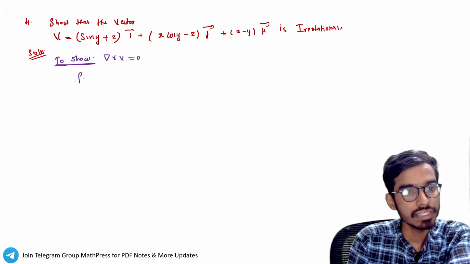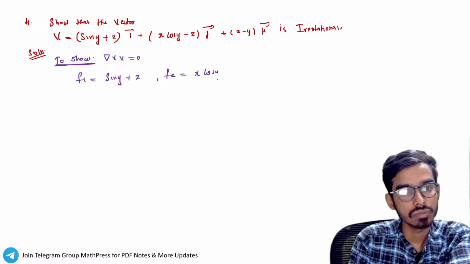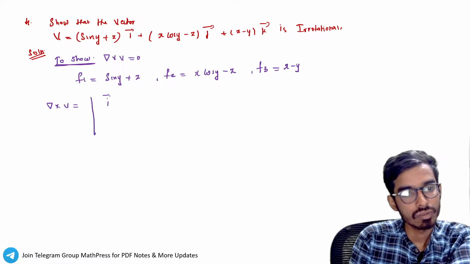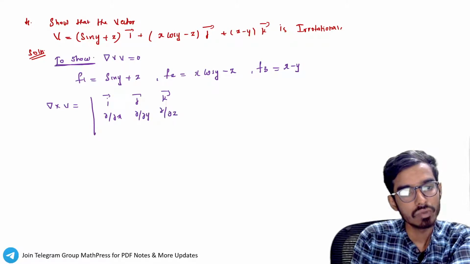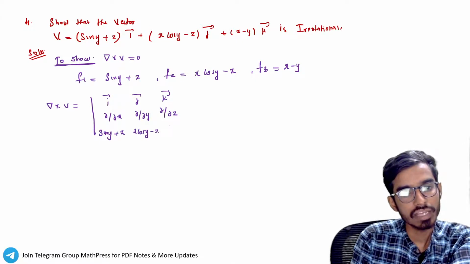Okay. So what is f1 here? f1 is sin y plus z. f2 is x cos y minus z. f3 is x minus y. So we will find del cross v. So i, j, k, dou by dou x, dou by dou y, dou by dou z, and this will be sin y plus z, x cos y minus z, x minus y.